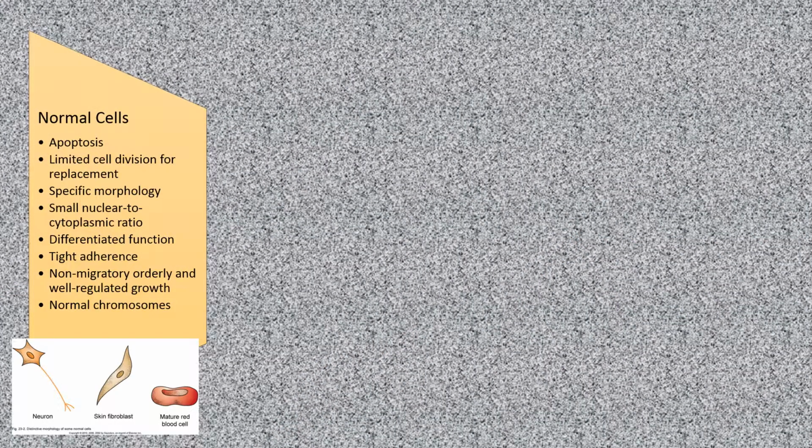Okay, so let's discuss normal cells. We have apoptosis, which is a cell that is programmed to automatically die. Then we have limited cell division for replacement. We have specific morphology. They have small nuclear to cytoplasmic ratios. They have a differentiated function. They have tight adherence. They are non-migratory, with orderly and well-regulated growth, and they have normal chromosomes.